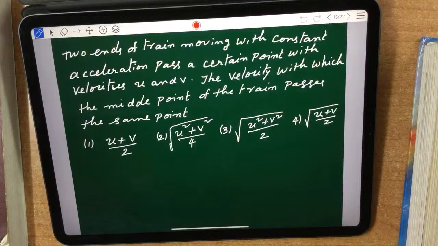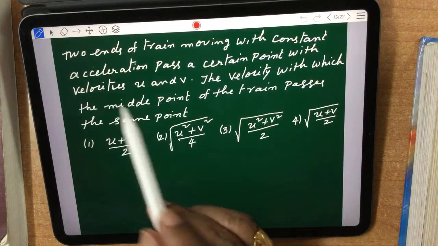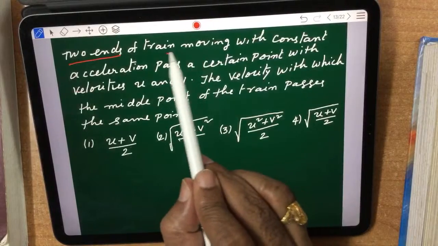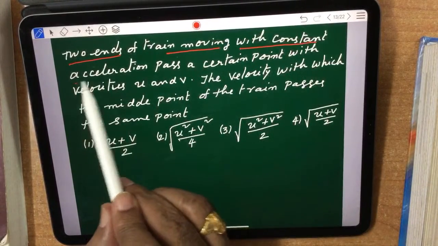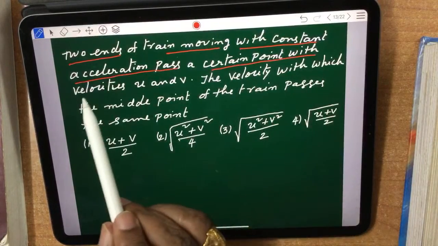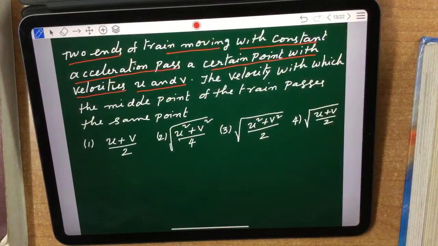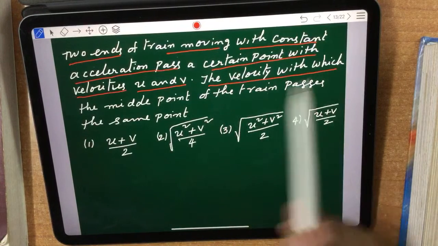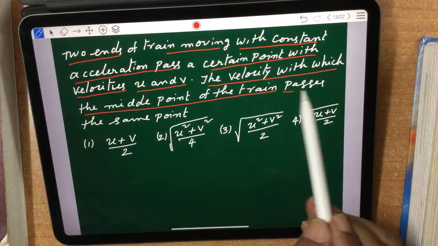Look at this problem. Look at this one. Read the question. 1 minute time I will give, try to work it out and send your options. I hope everybody is able to see clearly my iPad board. Two ends of a train moving with a constant acceleration pass a certain point with velocities u and v. The velocity with which the midpoint of the train passes the same point.